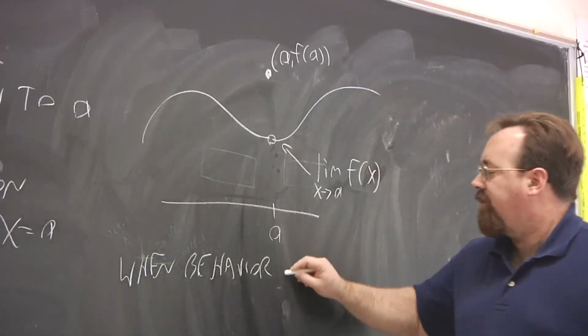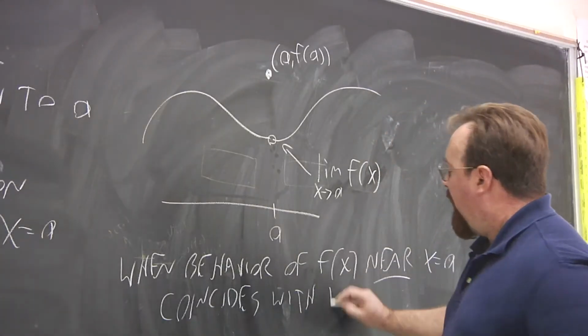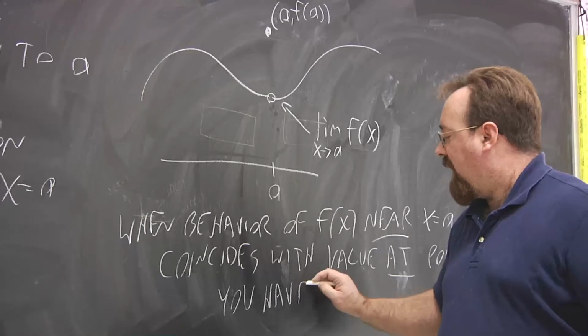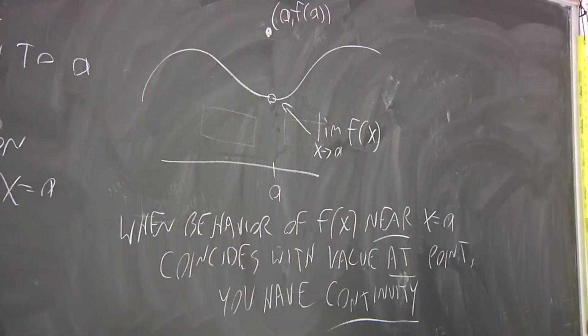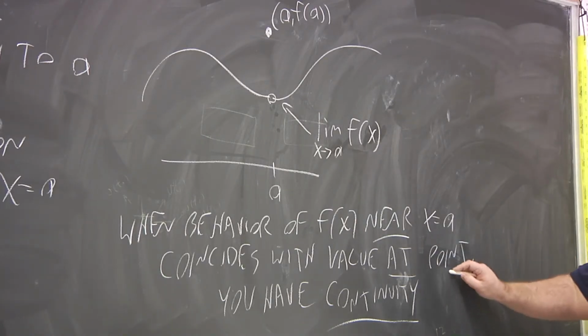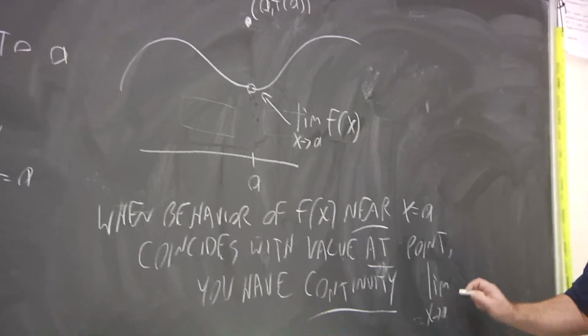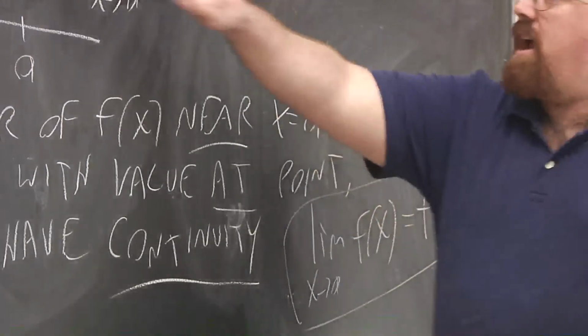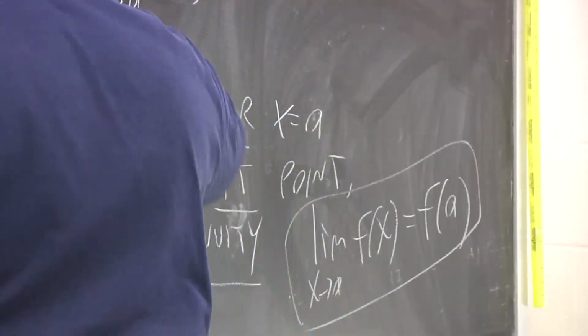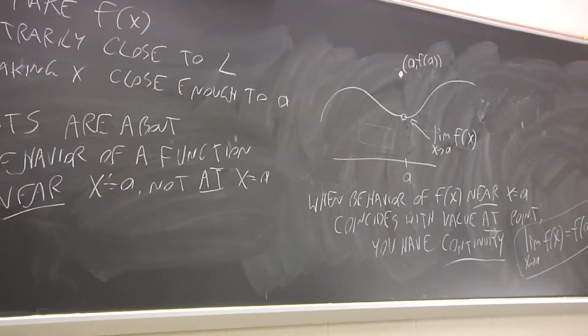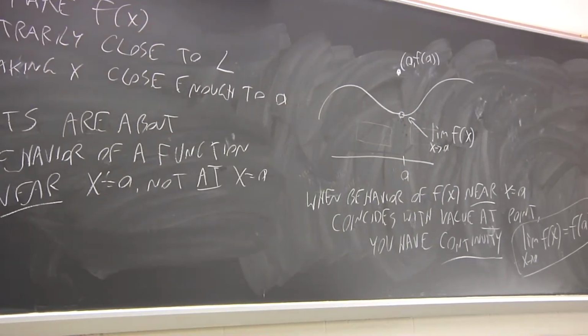But when the behavior of a function near a point coincides with its value at the point, what you have is the very important concept of continuity. A function is continuous if you can graph it without taking your pencil off the paper, which is a nice intuitive working definition. What continuity really means is that if you take the limit of your function as you approach a point, the behavior near a coincides with the behavior at a. That's when you have continuity. So these are the main ideas behind limits and continuity. They're brought back from 167, from the single variable case.